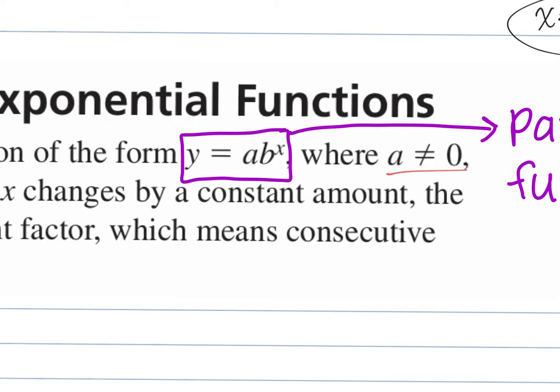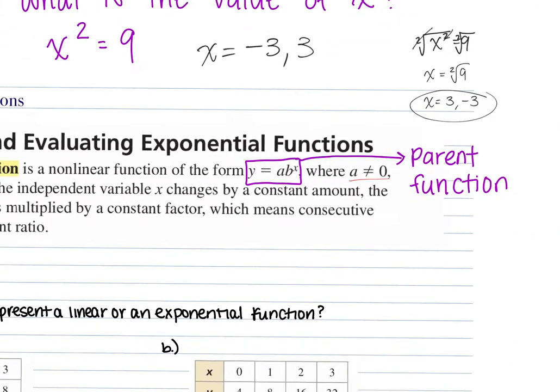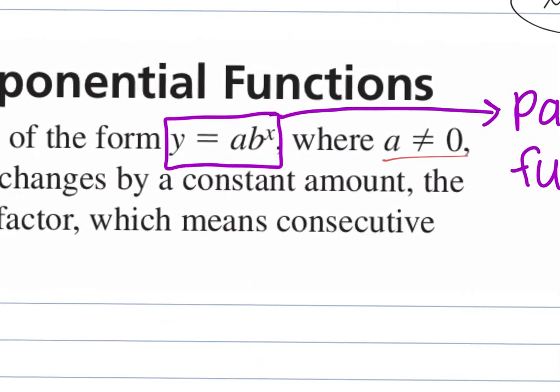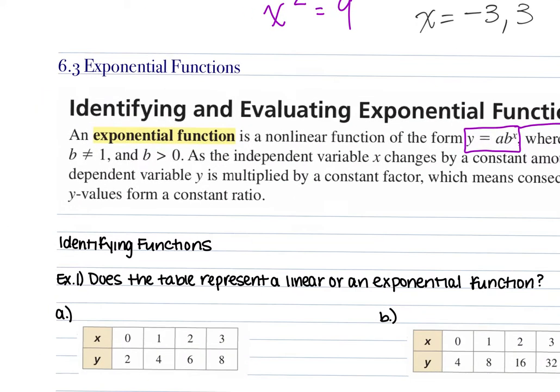Do you guys think that a cannot be equal to 0 in this parent function for the exponential function? Why do you think a can't be 0? Rihanna? Yeah, the whole thing becomes 0 if a is 0. So we can't have a be equal to 0. Otherwise, y is just equal to 0. So that would be useless, right? It wouldn't even be an exponential function, okay?